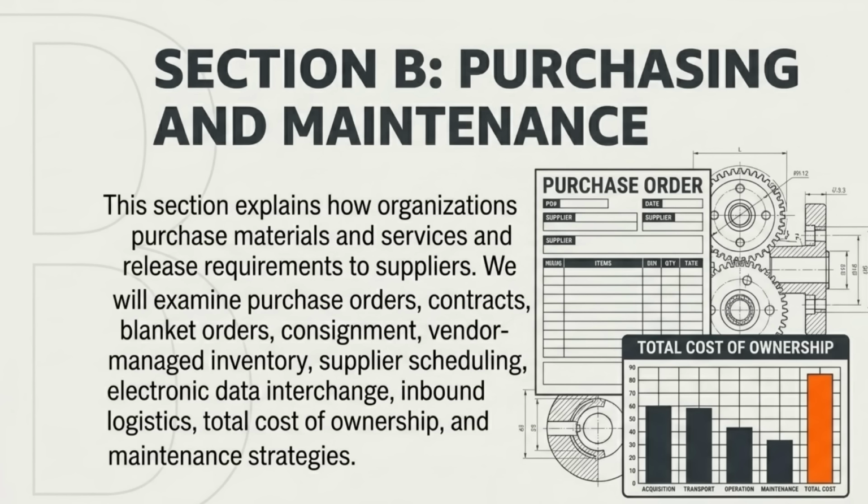Section B, Purchasing and Maintenance. This section explains how organizations purchase materials and services and release requirements to suppliers. We will examine purchase orders, contracts, blanket orders, consignment, vendor-managed inventory, supplier scheduling, electronic data interchange, inbound logistics, total cost of ownership, and maintenance strategies.